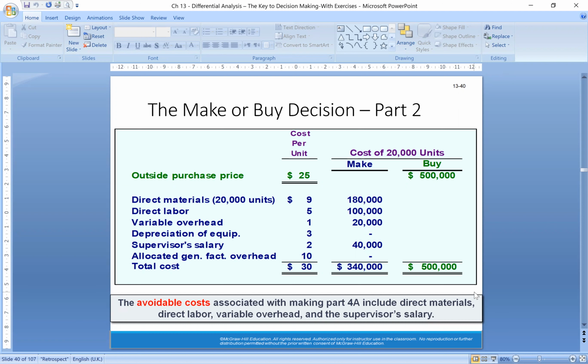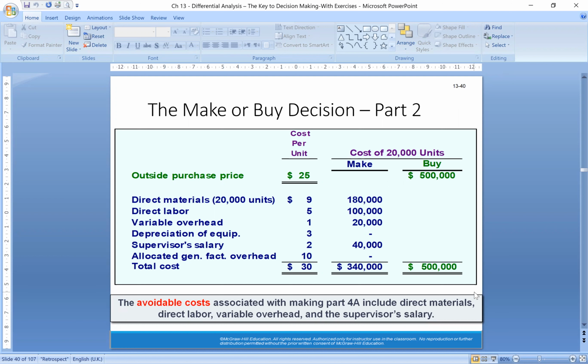No, because we have some irrelevant information. Irrelevant means we have to pay it, whether we buy it from outside or make it internally. So in this decision, we will exclude the irrelevant information. So for the making decision in the first column, we will include only the relevant, which means the avoidable costs that can be avoided if we buy it from outside.